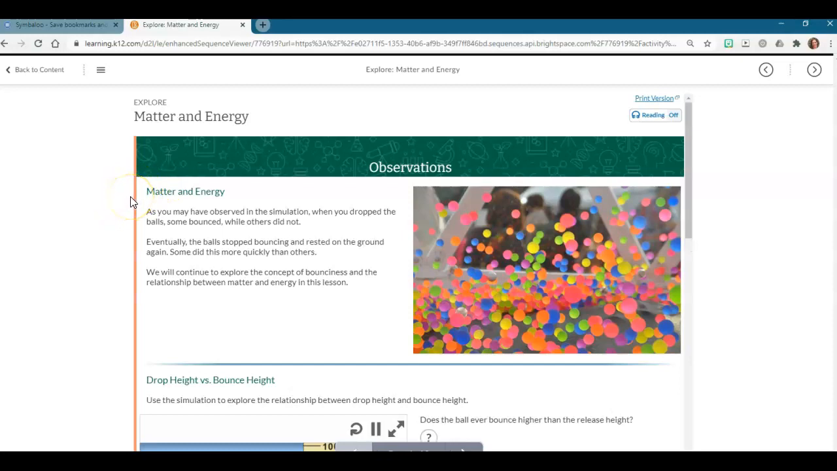So talking about matter and energy, it says, as you may have observed in the simulation, when you dropped the balls, some bounced while others did not. Eventually, the balls stopped bouncing and rested on the ground again. Some did this more quickly than others. We will continue to explore the concept of bounciness and the relationship between matter and energy in this lesson.